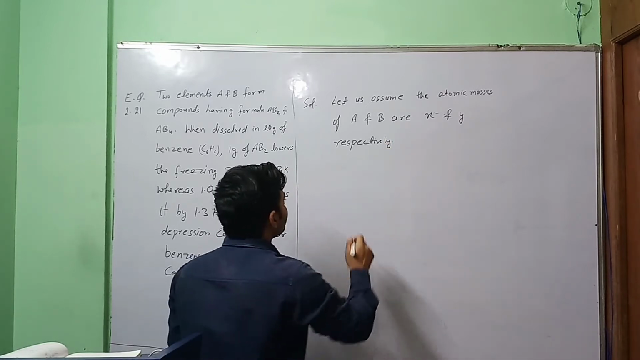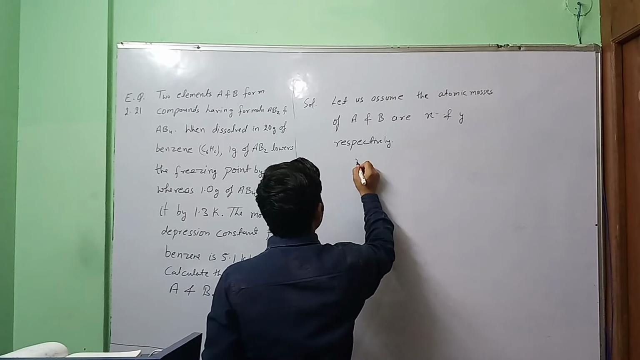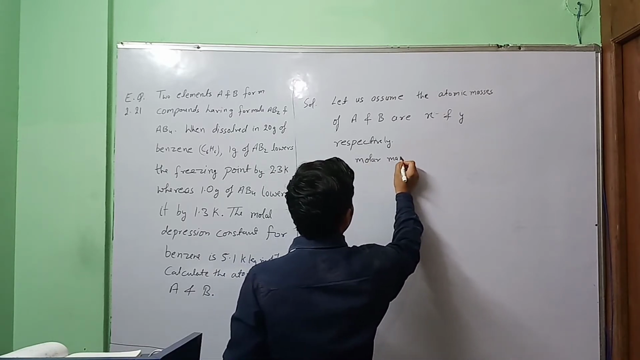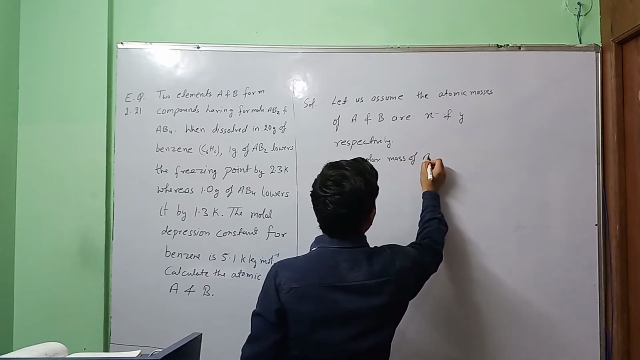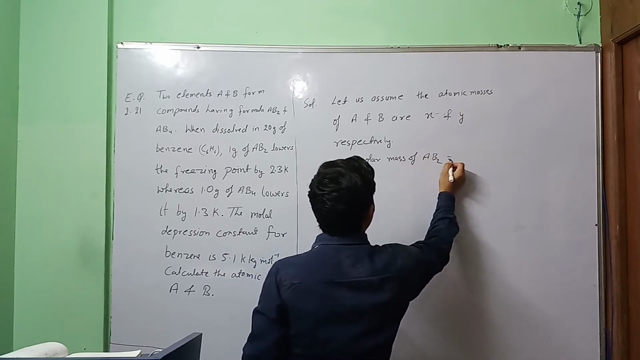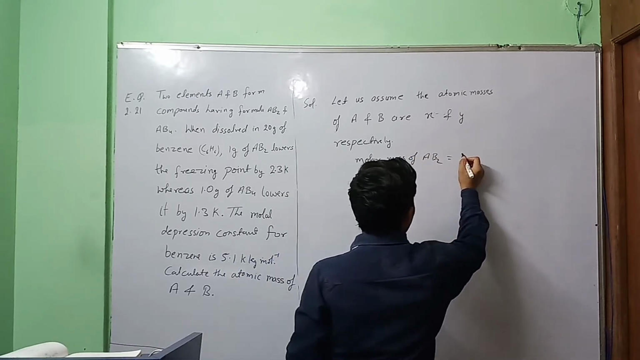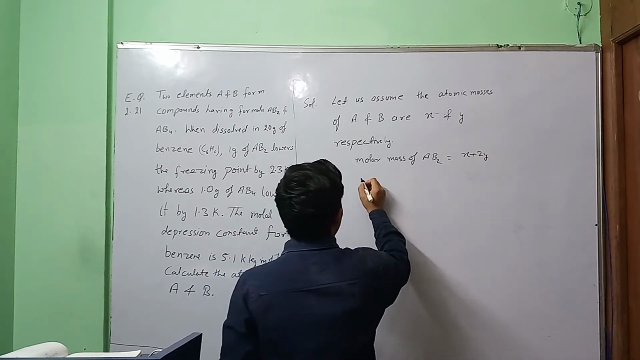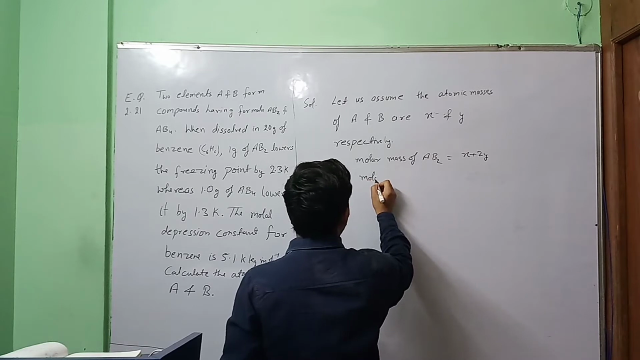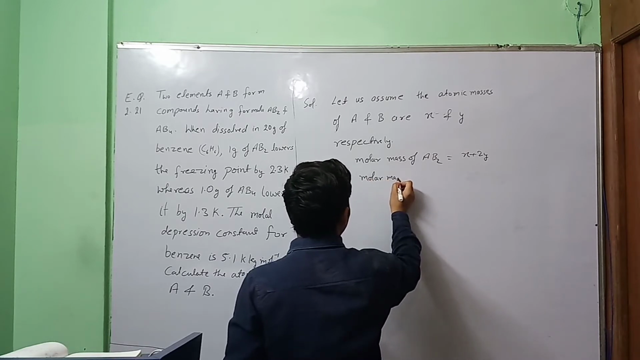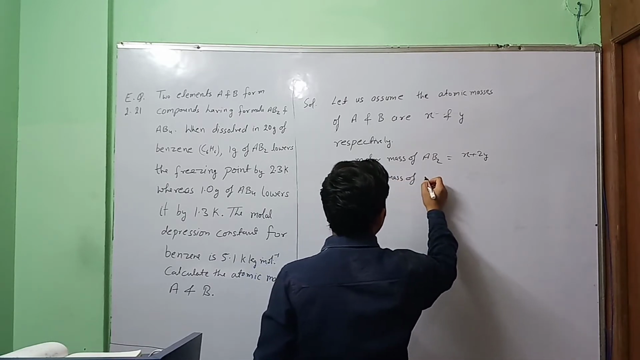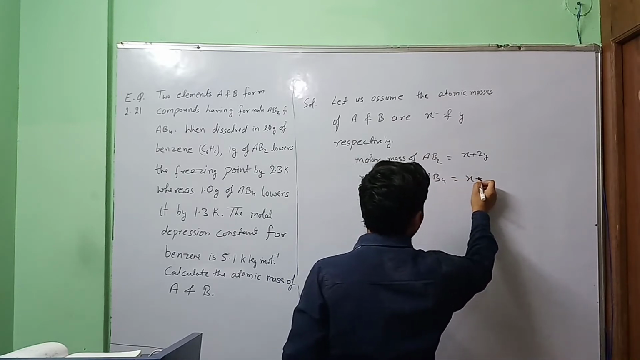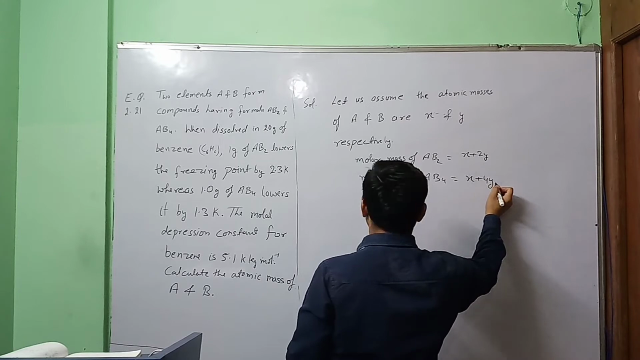So now molar mass of AB2 will come as X plus 2Y, and molar mass of AB4 will come as X plus 4Y.